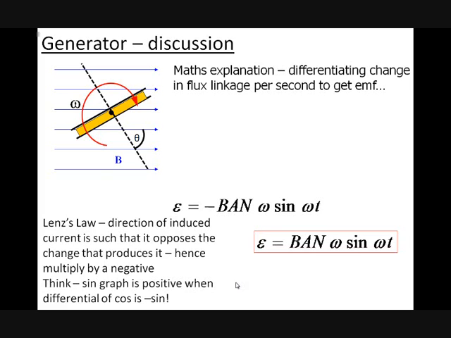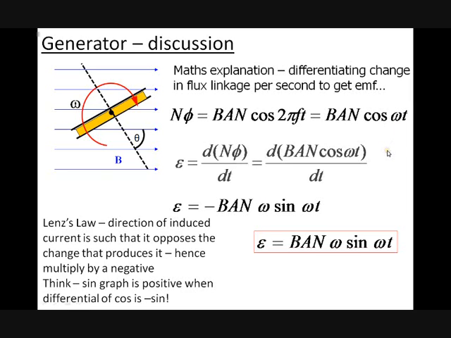Okay, so let's just look at the maths explanation. If we were going to differentiate the change in flux linkage per second, this is what we started off with, that NΦ equals BAN cos 2πft, which equals BAN cos ωt. If we differentiate that with respect to t, then the BANω comes outside the brackets, and we end up with the cos differentiated to minus sine. But our formula is exactly this, but the minus has gone, and the minus has gone because of Lenz's law. And remember that the direction of the induced current is such that it opposes the change that produces it. So this is why you lose the minus sign at this point.